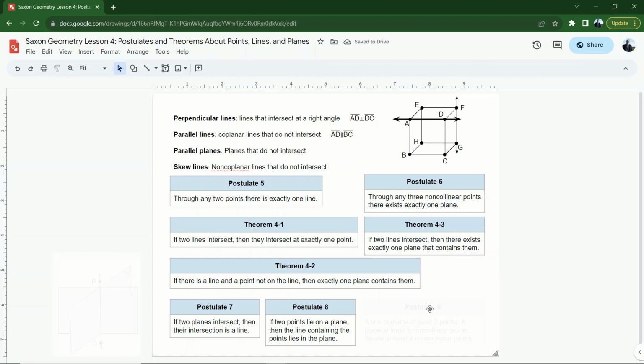And then finally, there's postulate 9. Postulate 9 states that a line contains at least 2 points, a plane at least 3 non-collinear points, and space contains at least 4 non-coplanar points. These are statements that we've been making all the way through geometry so far, so there's nothing new here. This is just stating it as a postulate so that we can use it later for proving things in geometry. And that's lesson 4. We're going to go on to some lesson practice after this.